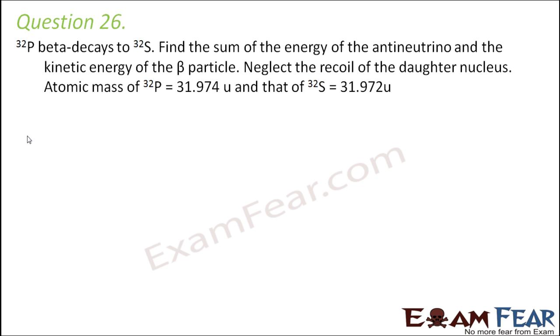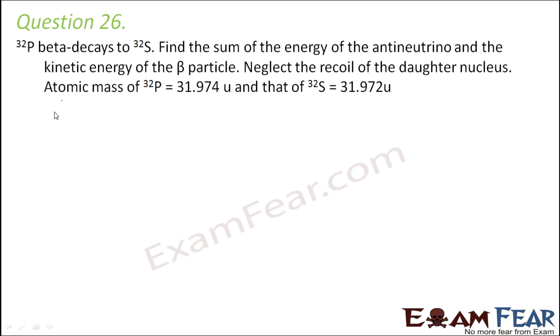Question number 26. 32 phosphorus beta decays to sulfur. Find the sum of the energy of the antineutrino and the kinetic energy of the beta particle. Neglect the recoil of the daughter nucleus. Atomic mass of phosphorus is 31.974 units and that of sulfur is 31.972 units.